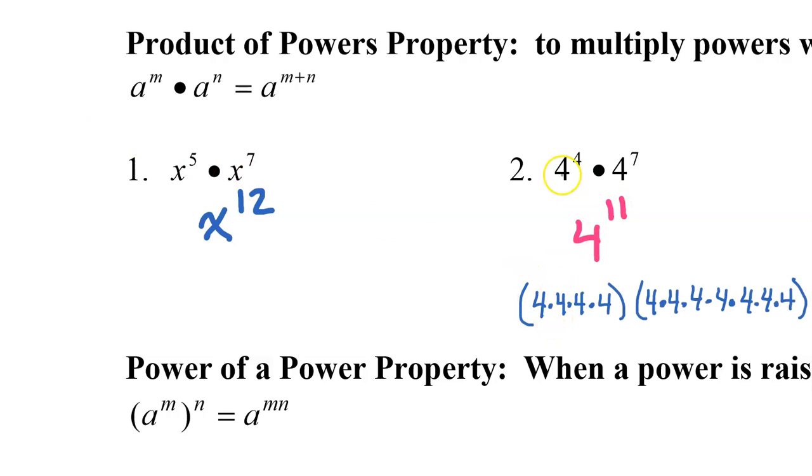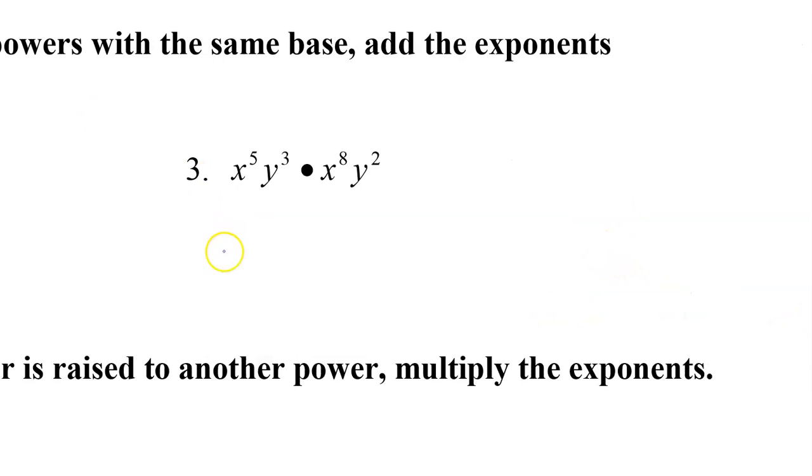This makes sense because 4 to the 4th power is 4 4s multiplied together, and 4 to the 7th power is 7 4s multiplied together. Put it all together and you have 11 4s multiplied, so that's 4 to the 11th power. Number 3, x to the 5th power times x to the 8th power makes x to the 13th power, and y to the 3rd times y squared will be y to the 5th.